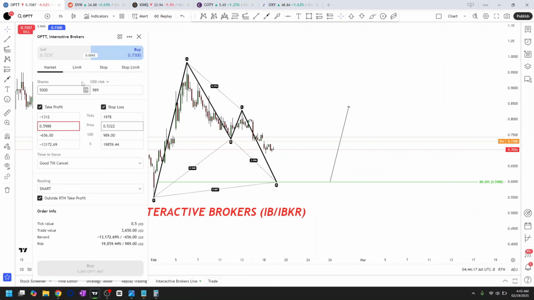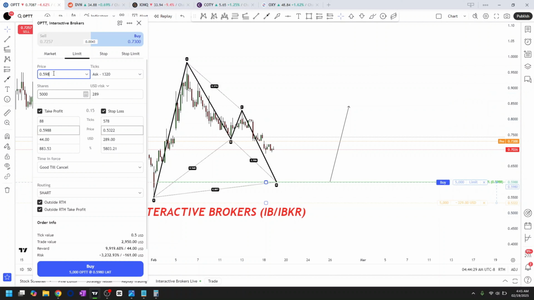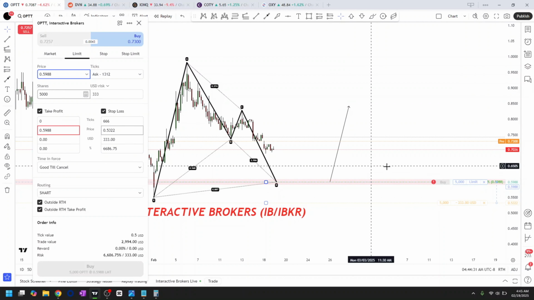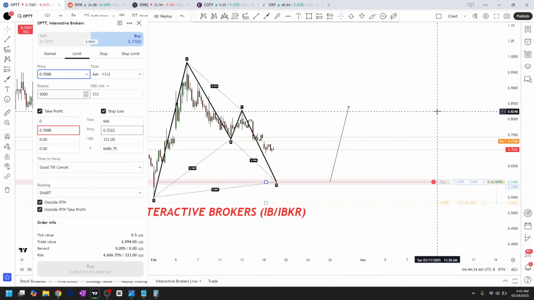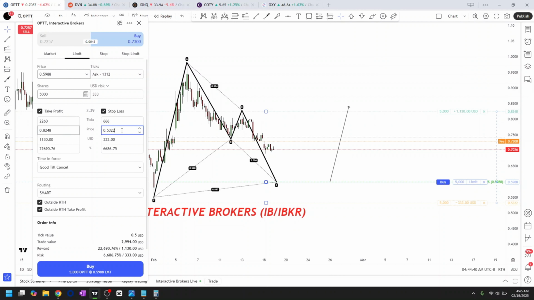So I have it set on market. It needs to be a limit order. Buy limit order at, and I'm screwing this all up, 0.5988. All right, and then the take profit I said was going to be 82.48. I just want you guys to see one of these orders get placed, and then the stop loss at 5322. Okay, good. So this order is all set.